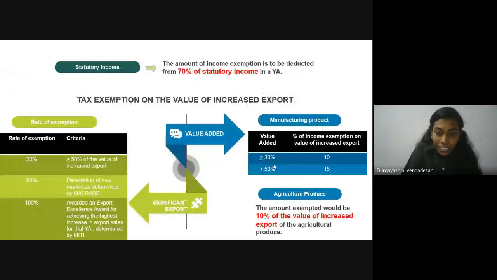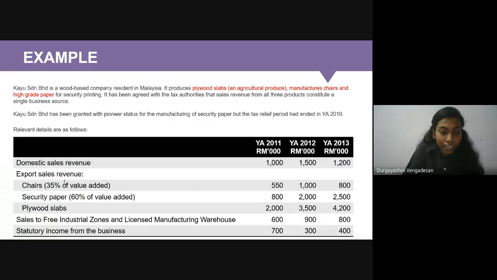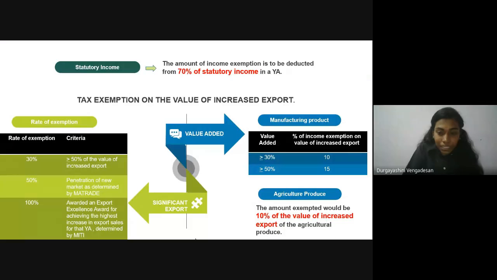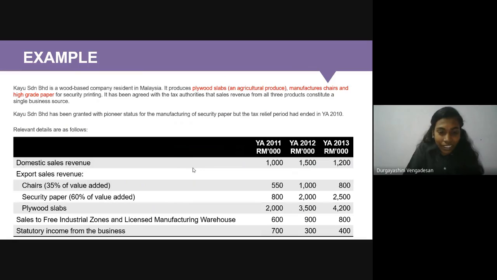If the value added is more than 50%, the income exemption on value of increased export would be 15%. So for the security paper, the income exemption would be 15%. For the chairs just now, the income exemption would be 10%. And the plywood slabs is an agriculture produce, so it would be 10% in income exempted of the value of increased export. So far, you all can understand, right? I hopefully you all can understand.